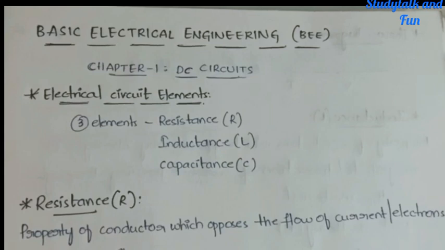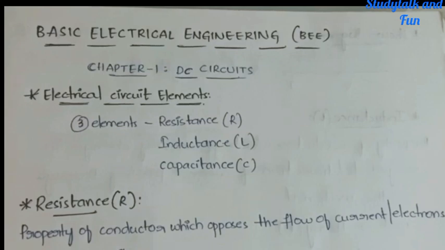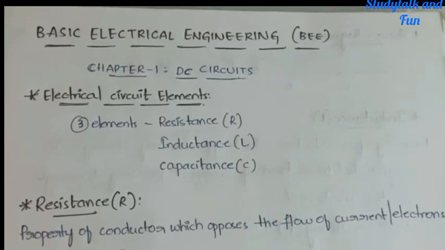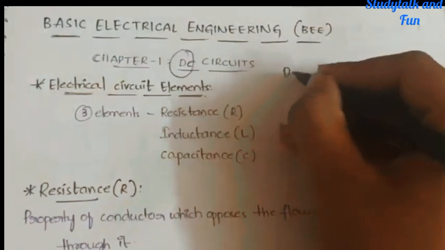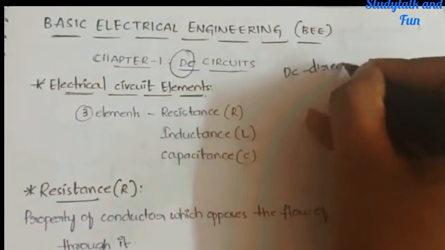Okay, so in this video, chapter 1, which is DC circuits, we are going to learn basic electrical circuit elements. We have 3 elements. So what are those 3 elements we will be learning in this video? First of all, you know what is DC, right? DC, AC. DC is nothing but direct current.